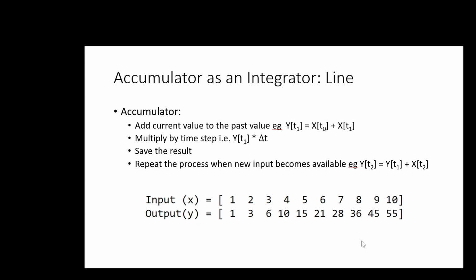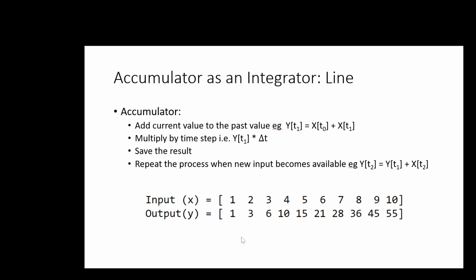So let me just explain what I mean by accumulator. An accumulator is nothing but an adding device. When a new input becomes available at T1, it gets added to the previous input and the result gets stored. And this added sum, the aggregated sum, is multiplied by the time step and the result is stored again. In the next step, when input becomes available at time T2, that is x2, it gets added to the previously stored aggregated sum, and again it gets saved, and the whole process repeats itself.